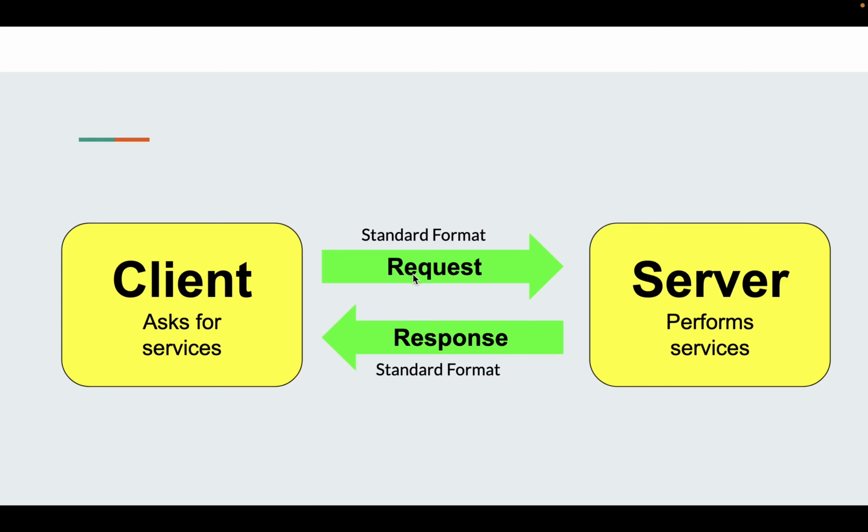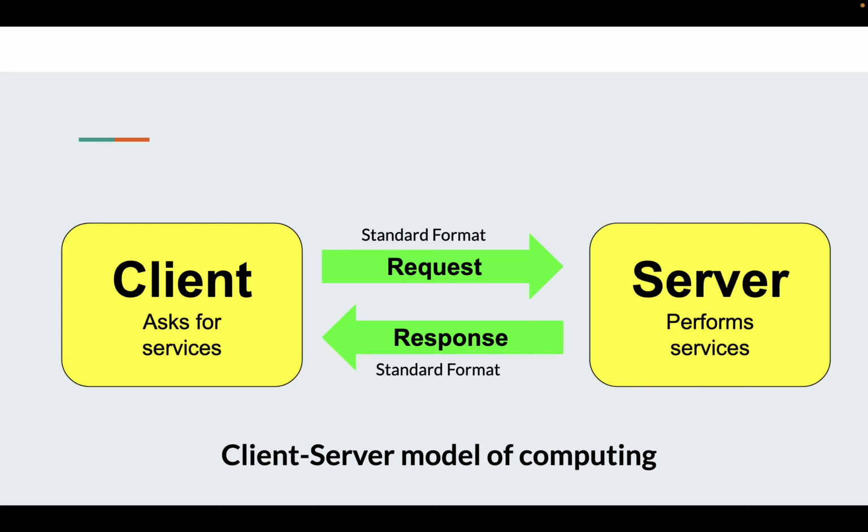And that request is in some standard format that both the client and server are programmed to understand, and so is the response, also a standard format that both the client and server are programmed to understand. So both the client and server are computers. In fact, they may be the same computer in some circumstances, but the client is asking for the work to be done and the server is doing the work. This is called the client-server model of computing.